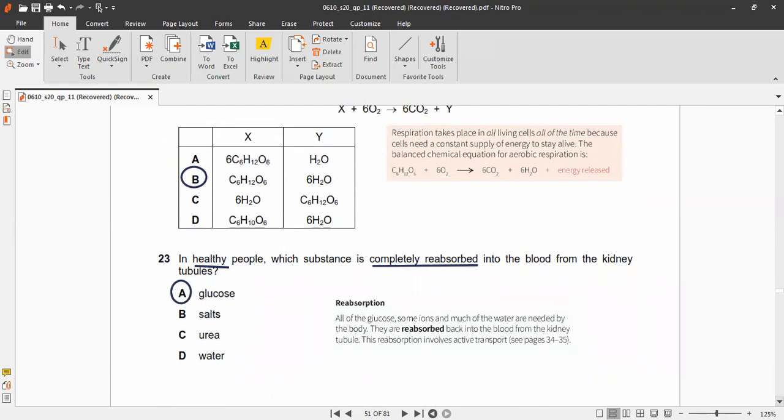In healthy people, which substance is completely reabsorbed into the blood from the kidney? Yes, glucose. Because in reabsorption, all of the glucose, some ions, and much of the water are needed by the body. They are reabsorbed back into the blood from the kidney tubules. The reabsorption involves active transport. So in healthy people, all of the glucose is completely reabsorbed into the blood from the kidney tubules.